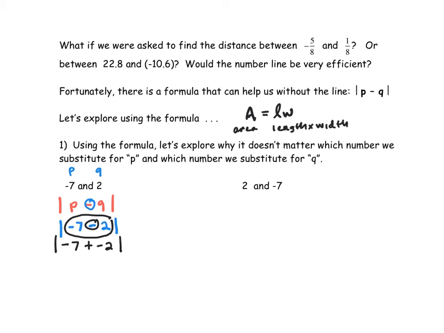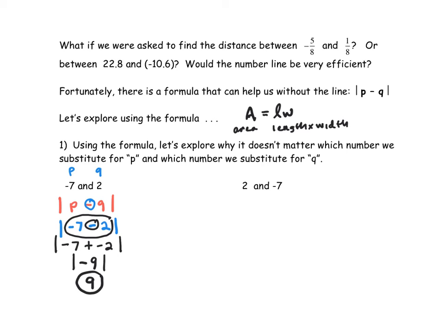We add same sign numbers and we keep the sign. So this should be -9, but those bars are still there. So this is now the absolute value of -9, and absolute value is always positive. So our final answer is +9.